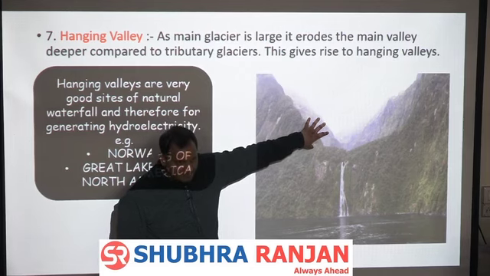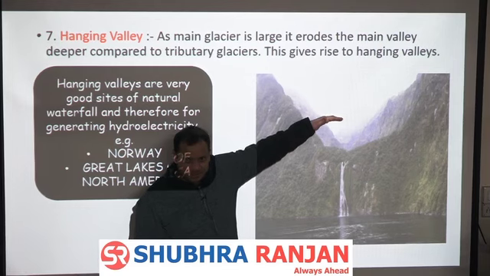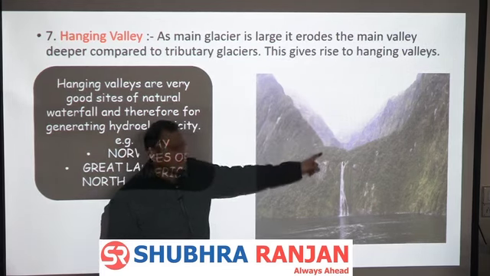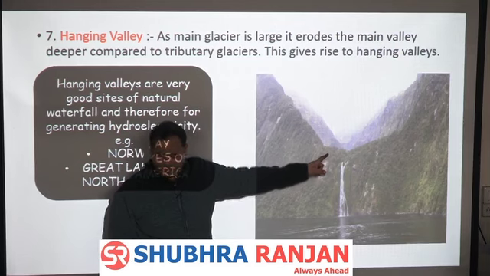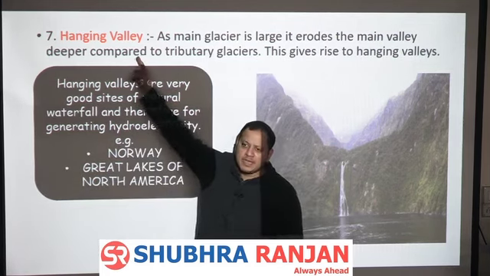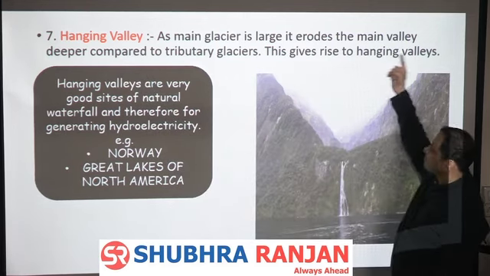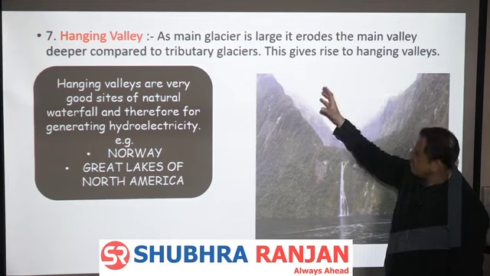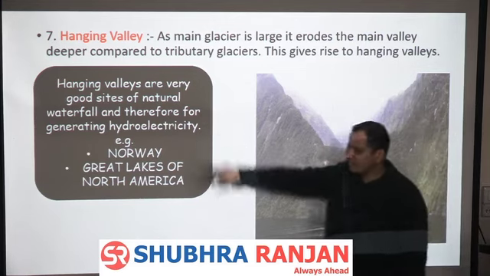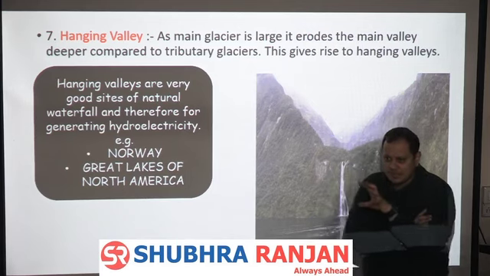Again it has melted, and therefore the main glacier is met by tributary glacier, but you can see difference in the valleys. It could not cut the valley up to that deep. But the main glacier could cut the valley, and therefore the next landform is hanging valleys. As the main glacier is large, it erodes the main valley deeper compared to the tributary glaciers. This gives rise to hanging valleys. Hanging valleys are very good sites of natural waterfall and therefore generating hydroelectricity.